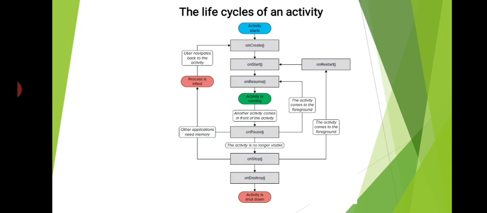Another activity comes in front of the activity, so it needs to pause itself, that is with the help of onPause. The activity is no longer visible, so you are going to stop it with the help of onStop. Then you are going to destroy that activity with the help of onDestroy. The activity is now shut down.